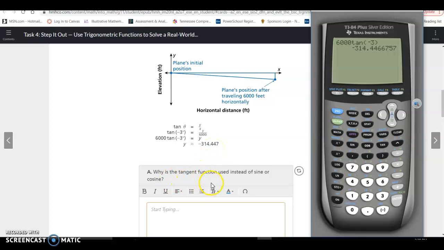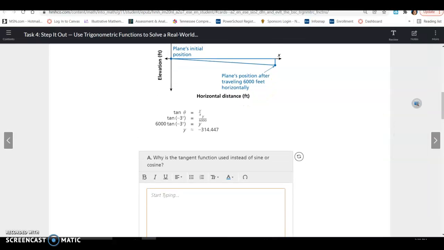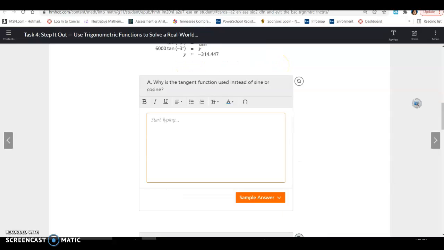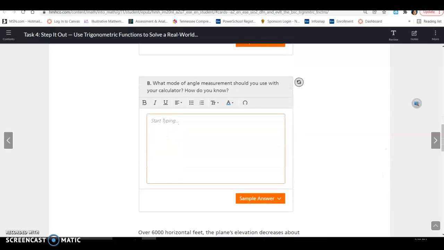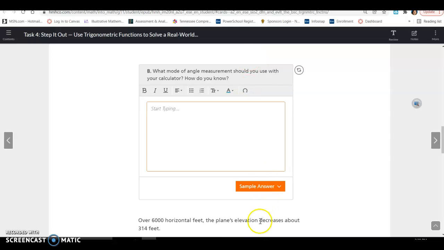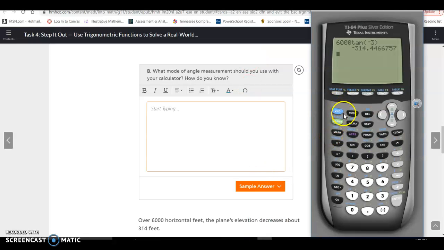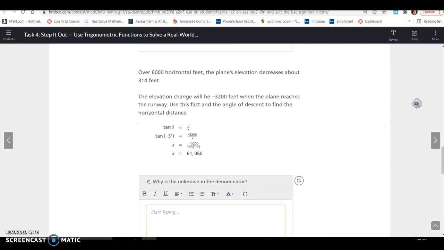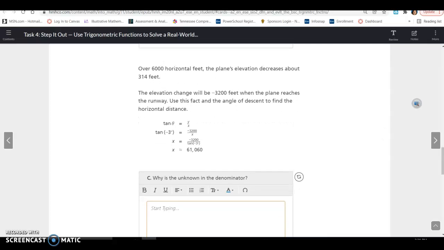So it says, why is the tangent function used instead of sine or cosine? All right, so we use the tangent because the adjacent and the opposite are the ones that we either have or are looking for. So the tangent is the best one to use with the given information. What mode of angle measure should you use for your calculator? Okay, I just mentioned that, so you are going to go to mode and make sure this is in degree mode. So it has to be in degree mode or you'll get a different answer. You'll get an answer, but it will not be correct because it won't be in degrees.